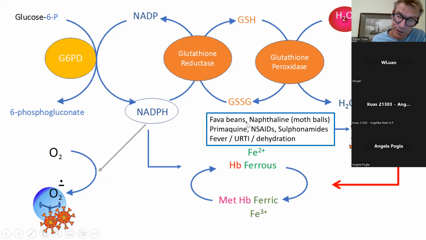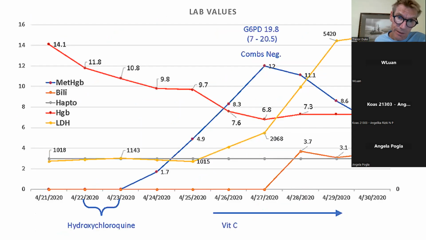a child has got G6PD deficiency, if they eat broad beans or they get exposed to naphthalene, which is in mothballs, or they get given primaquine or non-steroidal anti-inflammatory drugs, or sulfonamides like cotrimoxazole, dapsone, or they have a fever or an upper respiratory tract infection, or they get really dehydrated, depending on their level of G6PD deficiency, they can get severe hemolysis. And all it does is it makes more methemoglobin, which is unable to carry oxygen. And that's why their oxygen saturation is low, as well as they're having a severe hemolytic anemia.